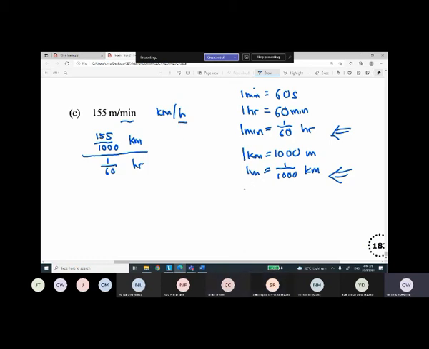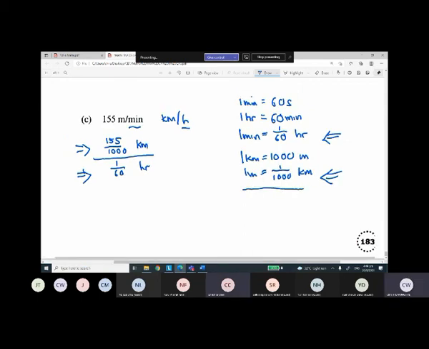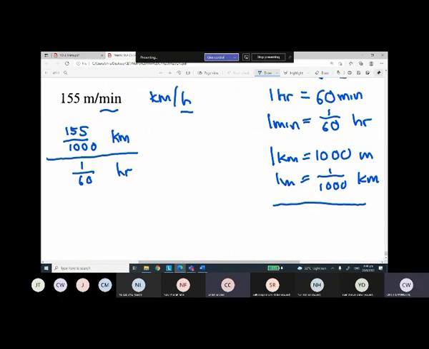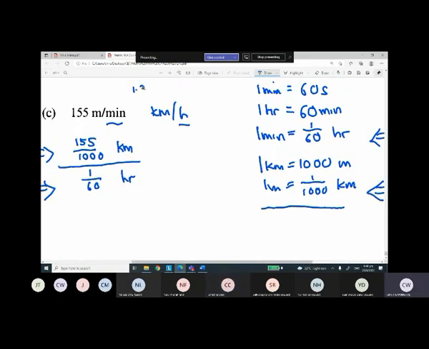1 meter equals 1 over 1,000 kilometer. 155 meter will be 155 over 1,000. So the second one will be 1 minute is 1 over 60 hour. That's why you have this. Okay. So is it 9.3? Oh, you answered 9.3. You're faster than me. 9.3. I'll write down first, okay?